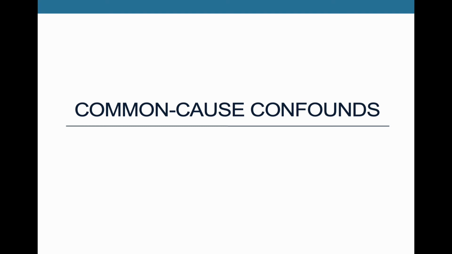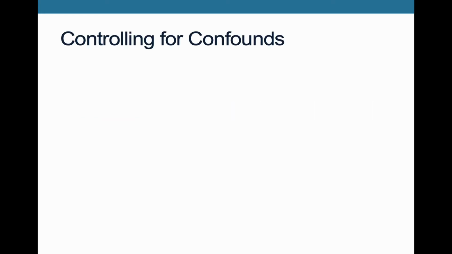This video lecture is going to talk about one type of confound, which is called the common cause confound. Remember, in a previous video lecture we talked about what confounds are: variables that change the relationship between x and y, and that we want to control for if we want to demonstrate causality. Here we're going to talk about two different types of confounds.